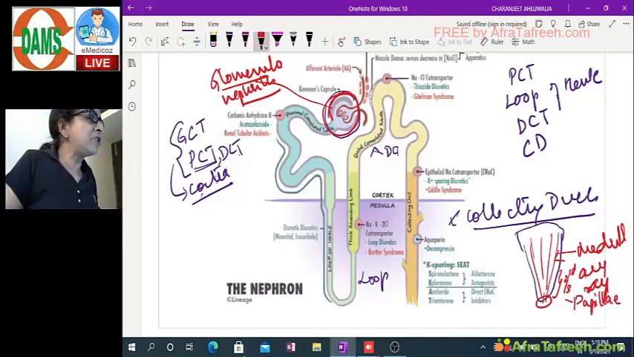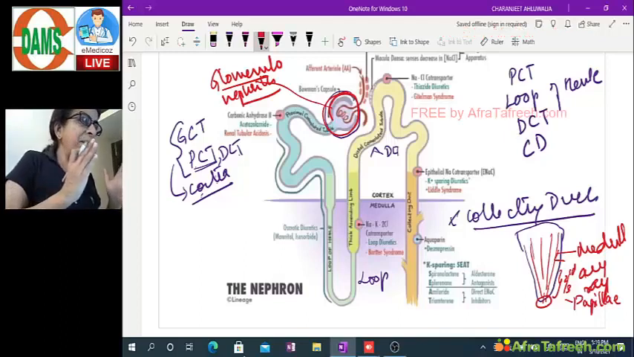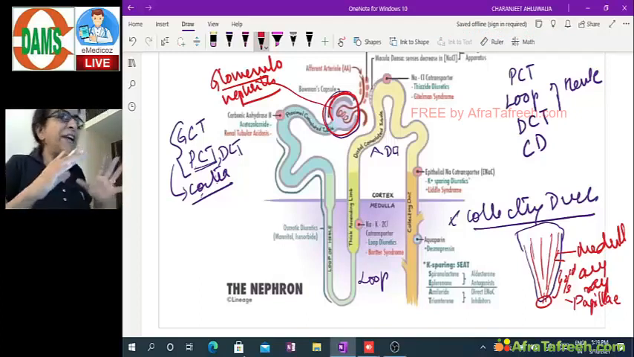What does the interstitium contain? So if you look at the kidney, it has the parenchyma. The parenchyma of the kidney are the nephrons. Where do the nephrons rest?